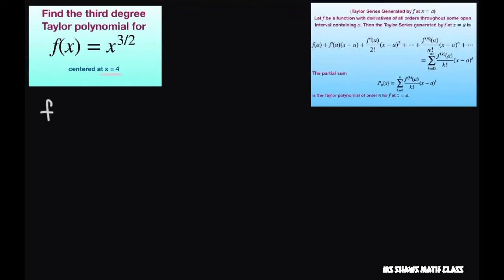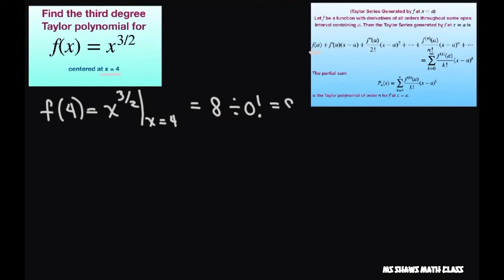So f of 4, and just write down your x to the 3/2 power, and we're evaluating this at x equals 4. And this is going to equal 8. That's just your first term, or you can say this is divided by 0 factorial. 0 factorial equals 1, so that just equals 8.